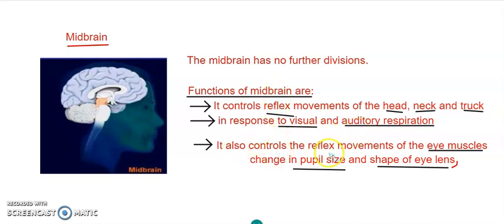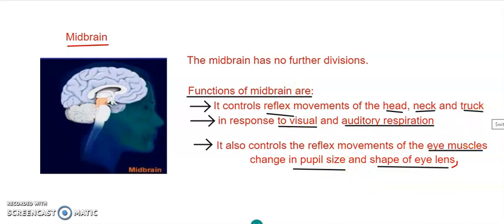It also controls the reflex movement of eye muscles, meaning how to open and close your eyelids. Even the size of the pupil and the shape of the eyelids. These two depend totally on the amount of light which enters your eyes. During that time, the pupil size and the shape of the eyelids change. That is also controlled by the midbrain.